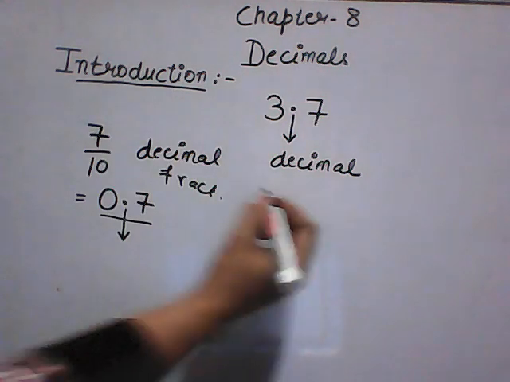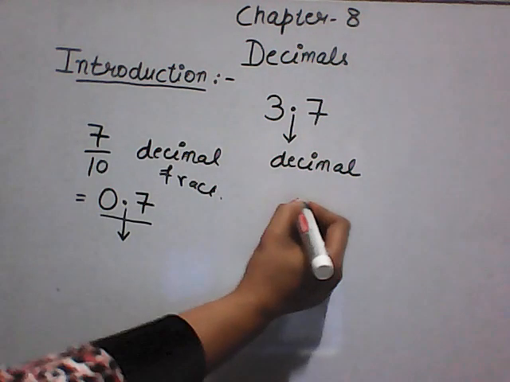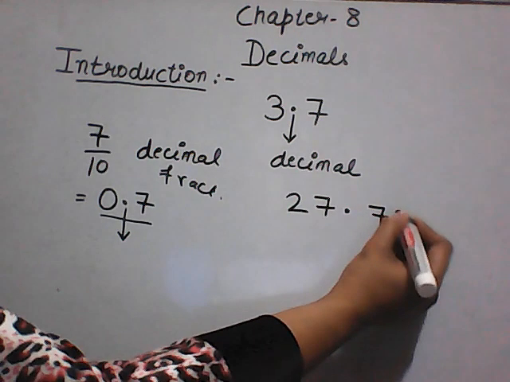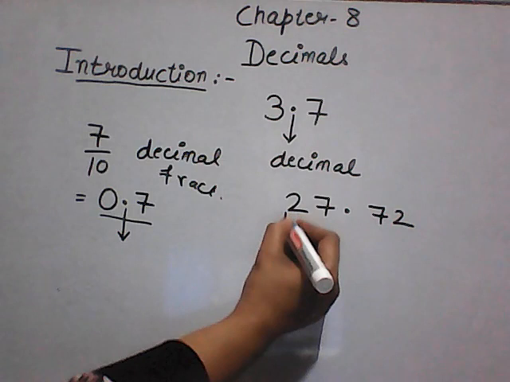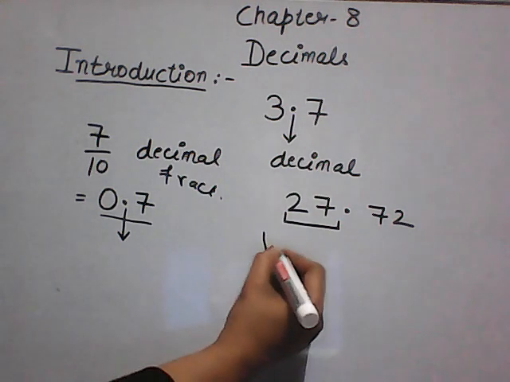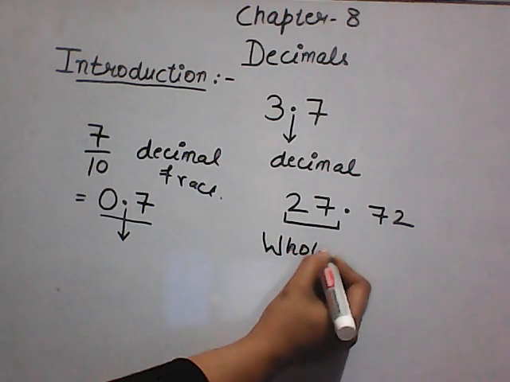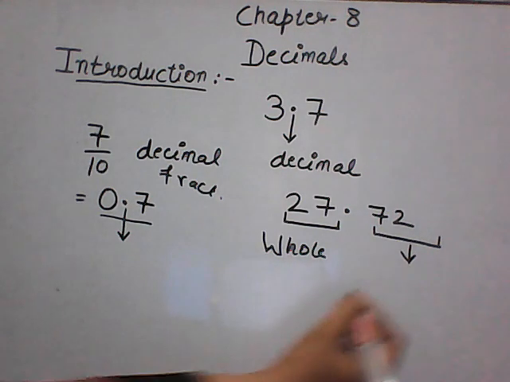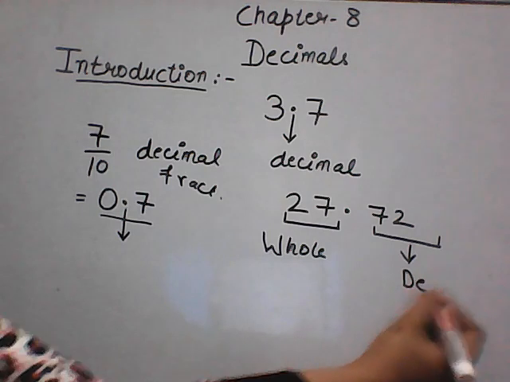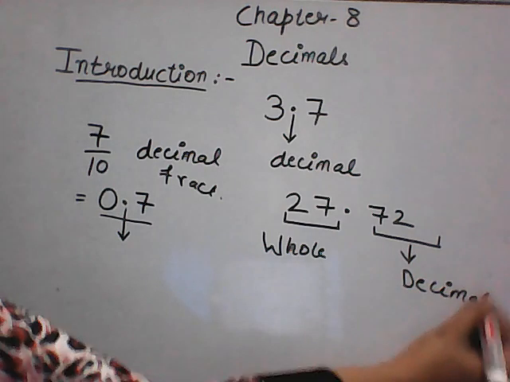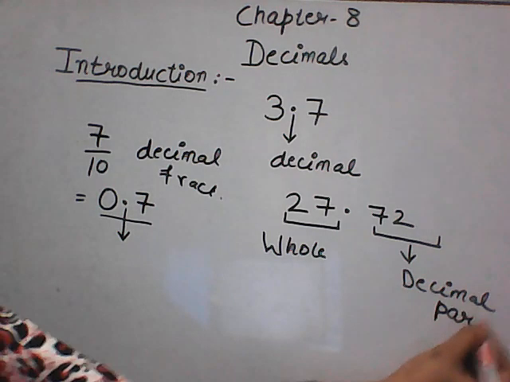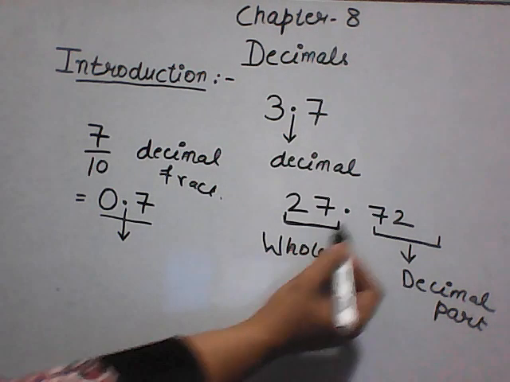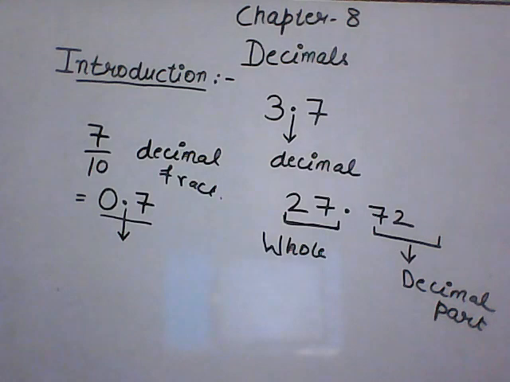Now decimals are divided into two parts. Suppose I write 27.72. A decimal is divided into two parts. This one is known as the whole part, and after the decimal point it is known as the decimal part or fractional part. Left of the decimal point is known as the whole part, right of the decimal point is known as the decimal part.